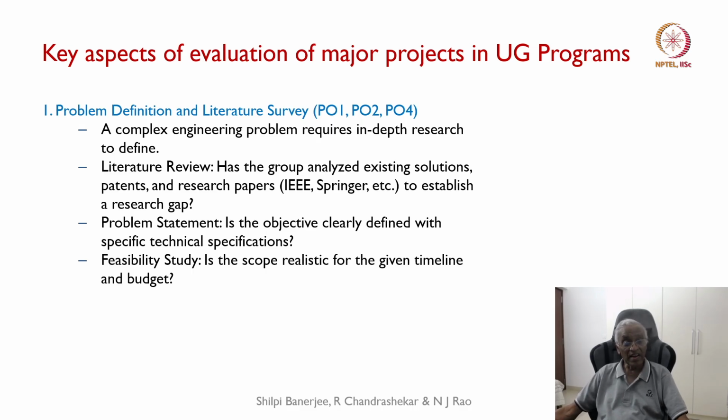Now, having done that, then you state the problem. That is, the objective is clearly defined with specific technical specifications. There are two types of specifications: functional specification and non-functional specification. Functional specifications are whatever kind of output that you expect, exactly you have to define. If it is a signal, then frequency ranges, amplitudes, noise figures, and so on. Or if it is a software product, what kind of outputs the software should project under what conditions will have to be defined. And sometimes there are non-functional requirements.